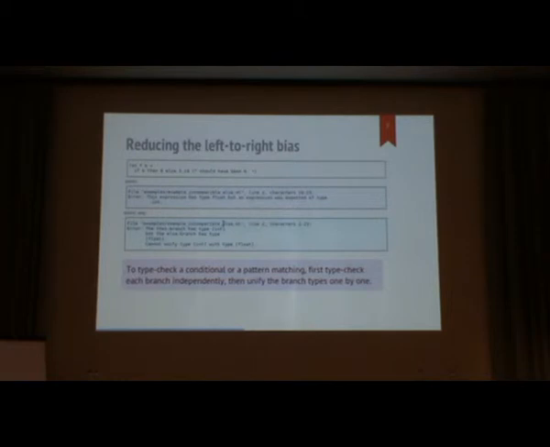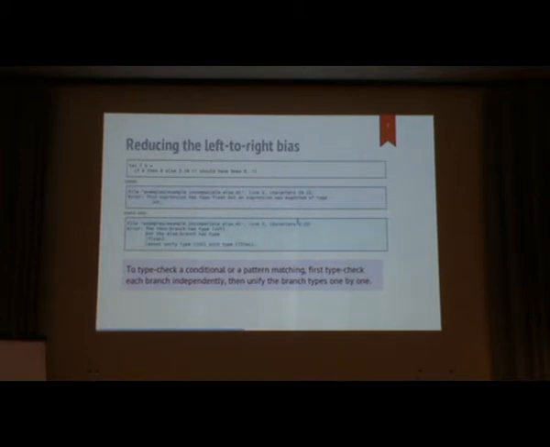So the general pattern here, which works for conditionals and pattern matching, is you type check the branches completely independently, or at least quite independently, and then you try to unify them, and if you get an error, you report the types of the different branches, and you can see the error.